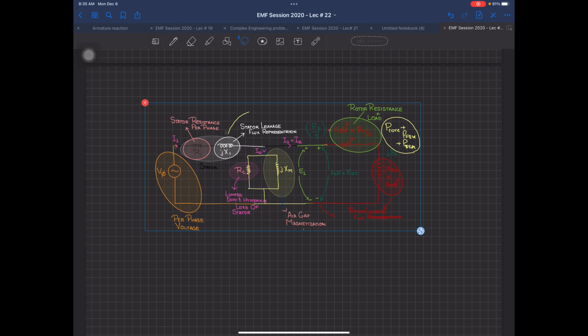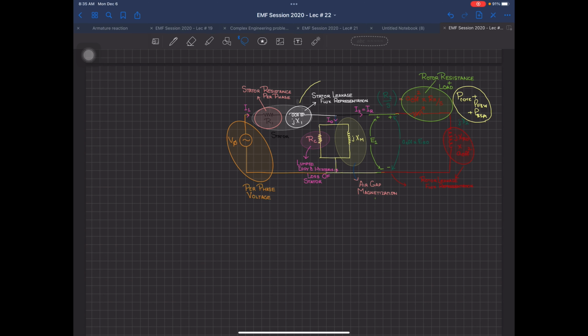I'm just reducing the size so I have some space. Okay. Now over here, first of all, I need to find out I1. This is very important, which is actually the input current. And what is I1? I1 is the stator phase current for your machine, and since I am making this equivalent circuit for one phase, this is the phase current over there.